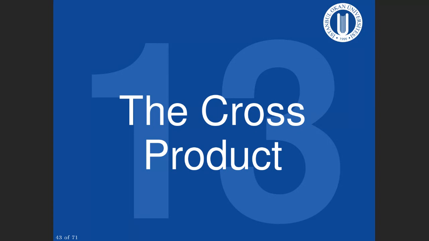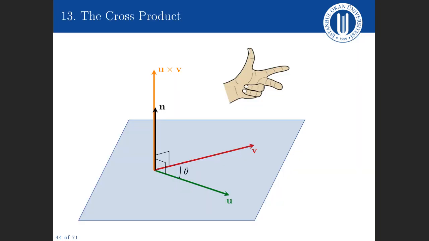Our final chapter for today is the cross product. This is another way to combine two vectors together. For the cross product, we're going to need to be using our left hand again. Let's suppose we have two vectors, u and v. Let's suppose we hold our hand so our second finger points in the same direction as u, and our first finger points in the direction of v.